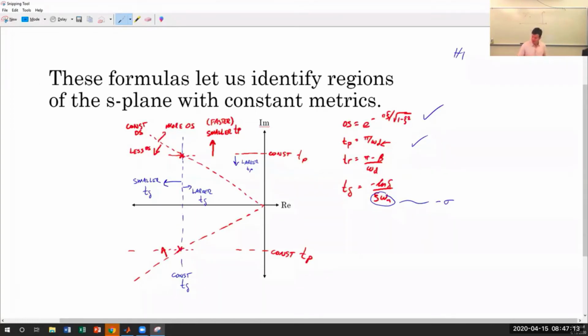So the last one is the rise time. And the rise time is actually the one with the least clear geometric interpretation. In fact, because you've got beta and omega d, which has omega n, and zeta, everything changes everywhere you go. But if you zoom in, and this is the only one with a bit of nuance here, if you travel roughly with constant radius, then you will maintain roughly constant rise time. So this is roughly constant rise time. And that only holds within a small neighborhood of your pole location. So same here.